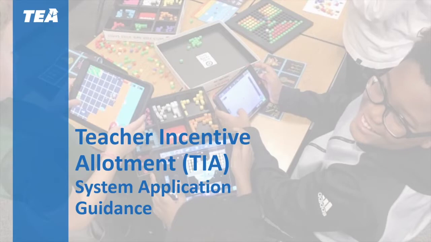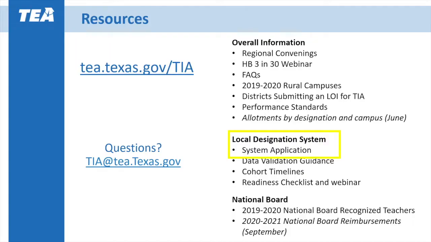In this webinar, we will walk through the steps and best practices to complete the system application, or Step 1, of the Local Designation System approval process. As a reminder, all of our resources are posted on the TIA website at www.tea.texas.gov/TIA. Today, we will focus solely on the system application.